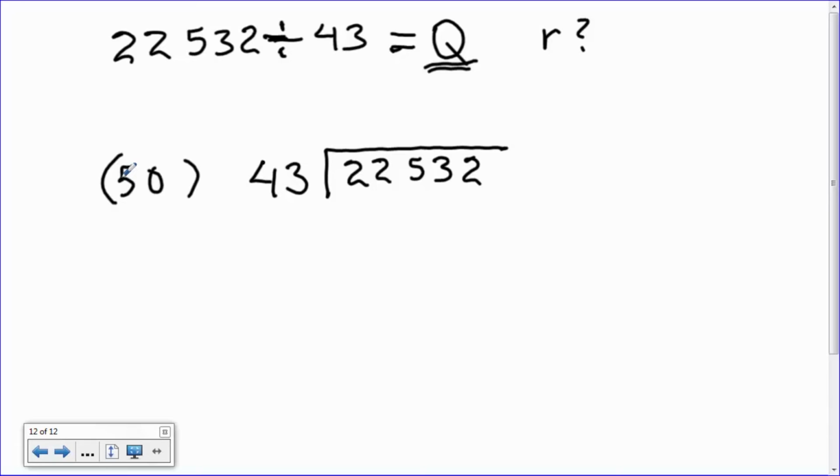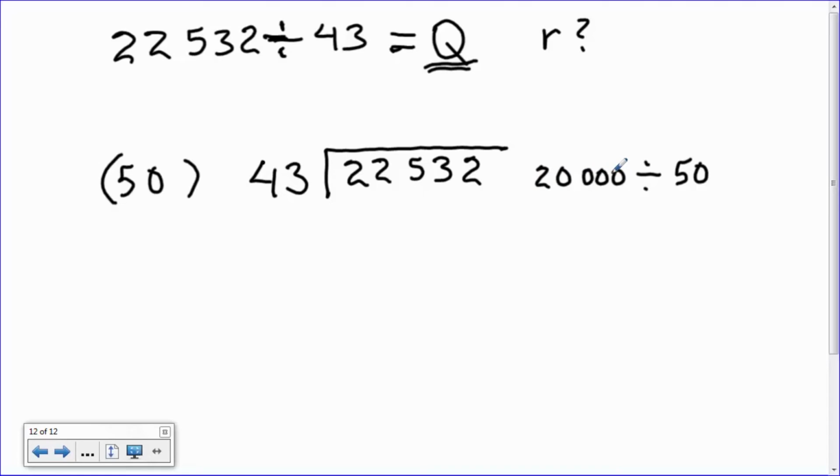Okay, so we picked a divisor that is bigger than 43, so we can compute smaller quotients, and I'm going to compute smaller dividends so that I get smaller quotients. So now I'm going to use my approximate divisor 50 rather than the 43 that I'm uncomfortable with. And now I'm going to pick something smaller than my dividend, 22,532, that's easily divisible by 50. Well, I like 20,000.